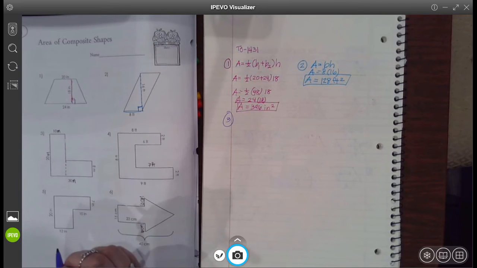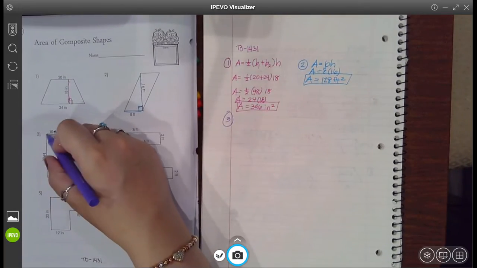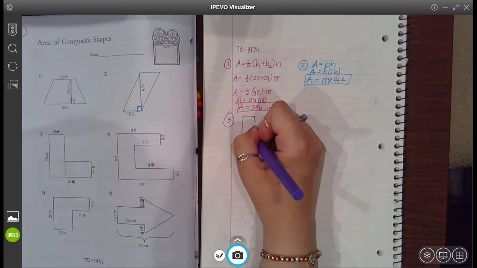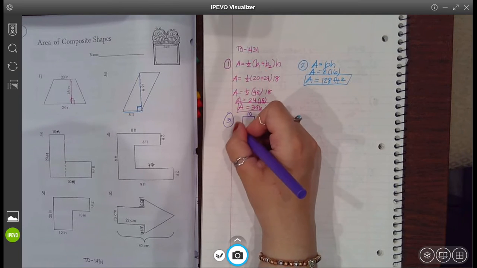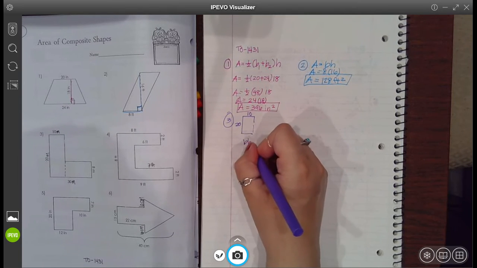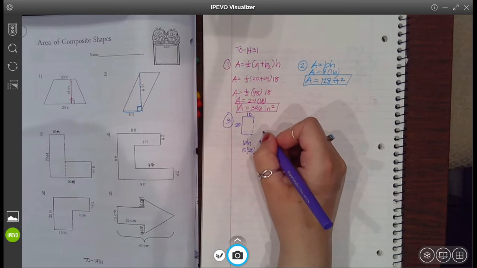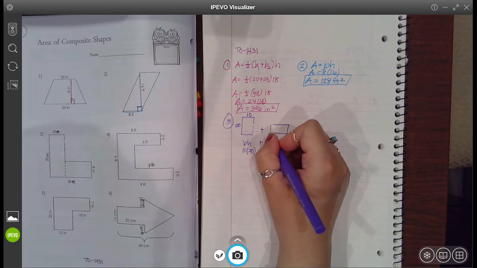Now, if you did it some other way, why don't you pause the video and let's see if we get the same answer. Okay, so since I split it there, this rectangle right here has a base of 10 and a height of 20. So base times height is 10 times 20. I'm going to add that to the other rectangle that looked like that.